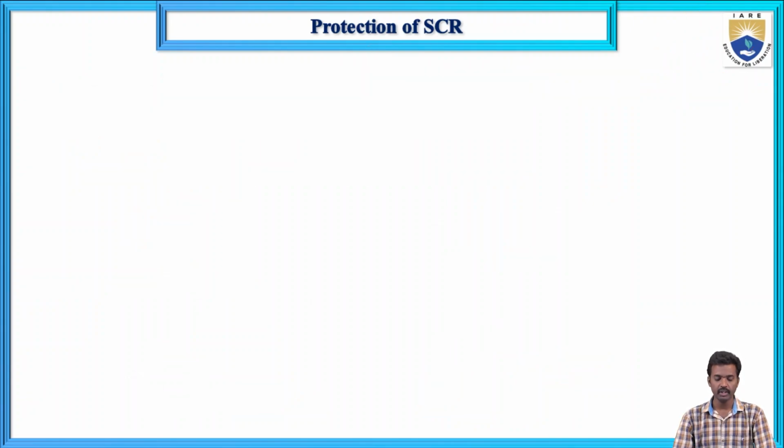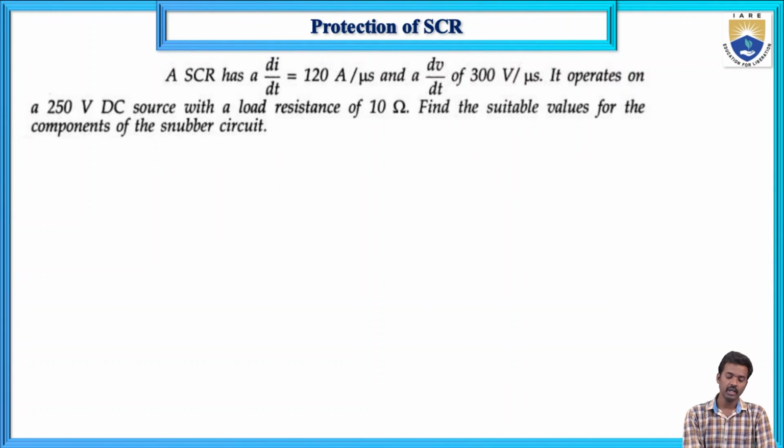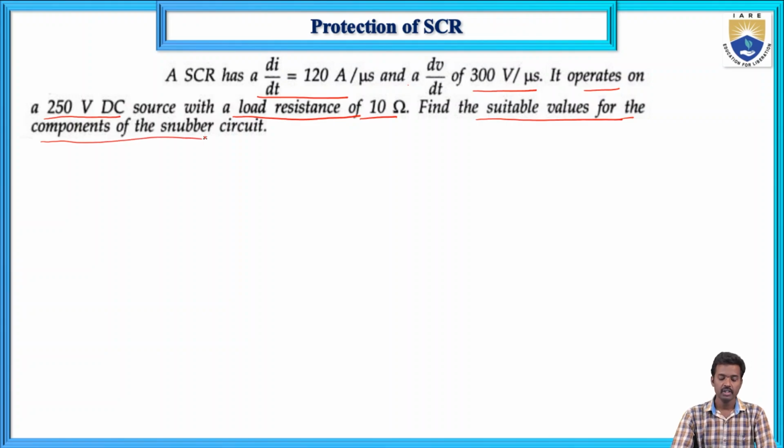And next problem. An SCR has di by dt equal to 120 amperes per microsecond and a dV by dt of 300 volts per microsecond. It operates on 250 volts DC with a load resistance of 10 ohms. Find the snubber circuit parameters, the components of the snubber circuit.